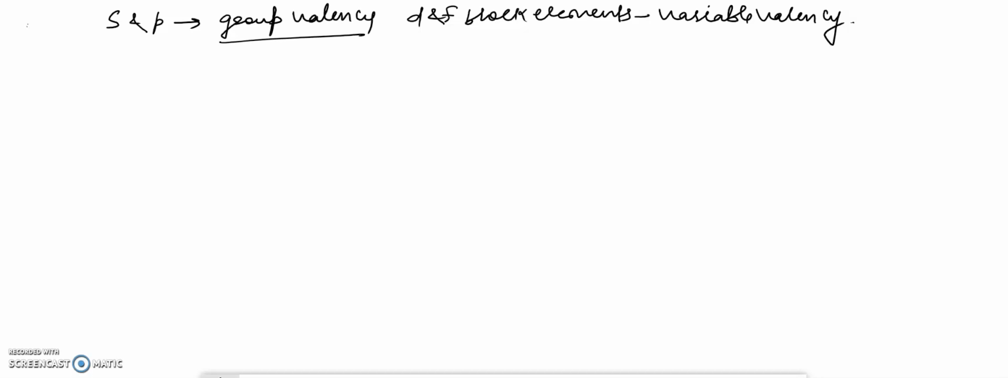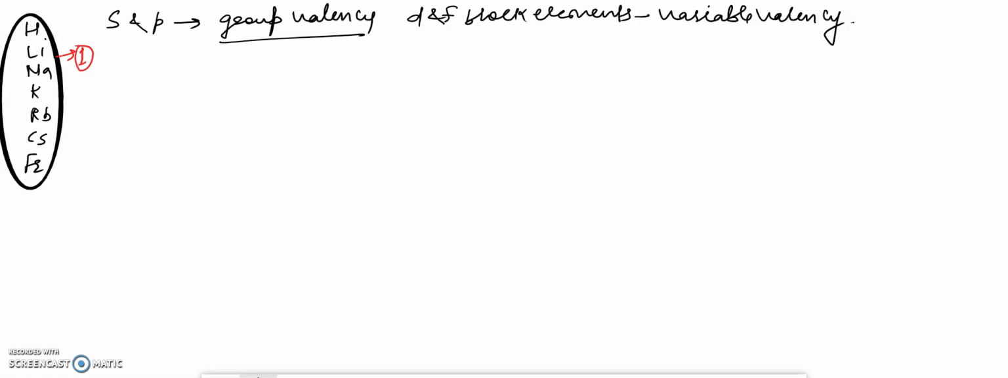See, hydrogen, lithium, sodium, potassium, rubidium, cesium, francium, they are there in the same group and they all are having valency 1. What about fluorine, chlorine, bromine, iodine, astatine? They all are 7th A group elements and are having valency 1. So this is what group valency means. All members of the group will be showing the same valency.